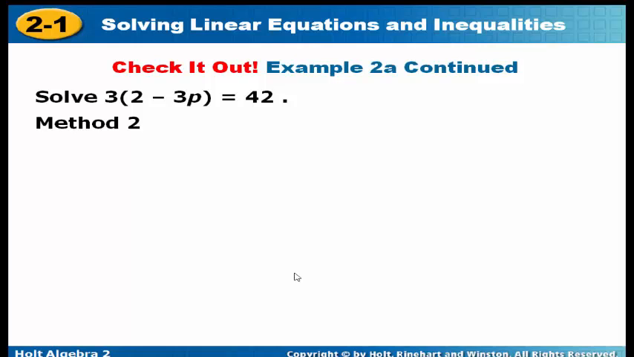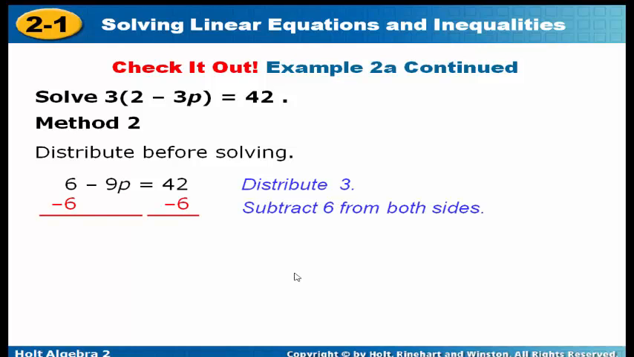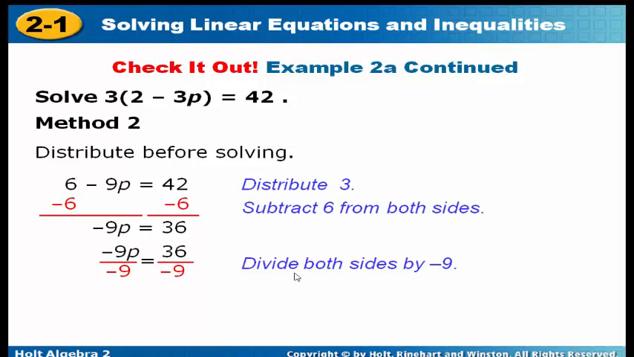Method 2. Distribute before solving. Distribute 3 on this bracket, so 3 times 2 equals 6, and 3 times negative 3p equals negative 9p, equals 42. Subtract 6 from both sides, so negative 9p equals 42 minus 6, which equals 36. Now divide by negative 9, so p equals 36 divided by negative 9, which equals negative 4.